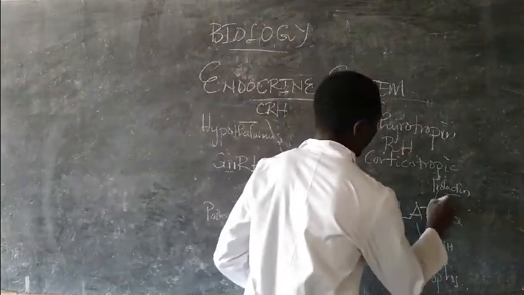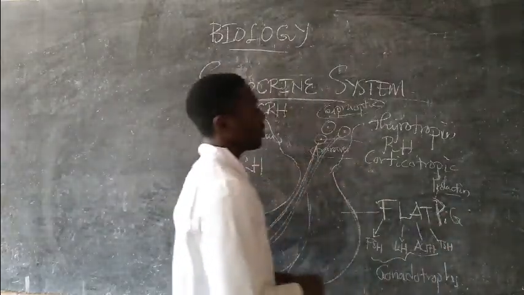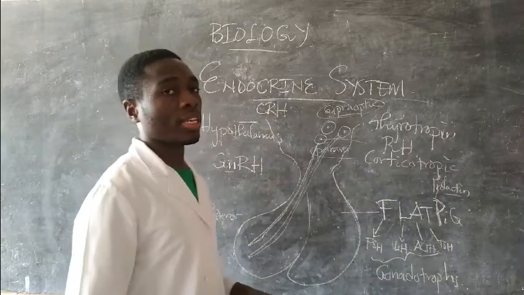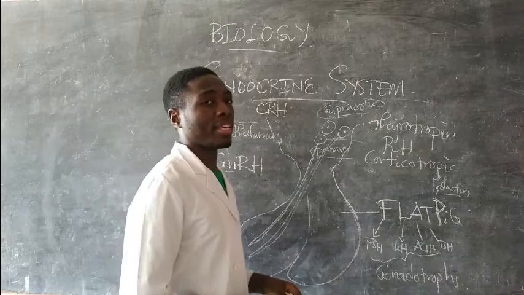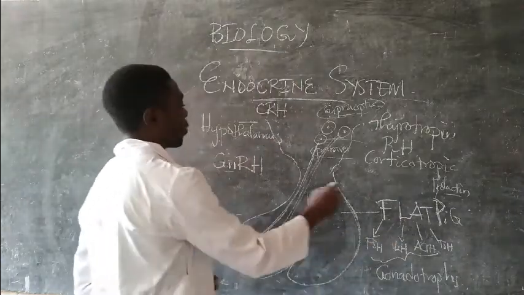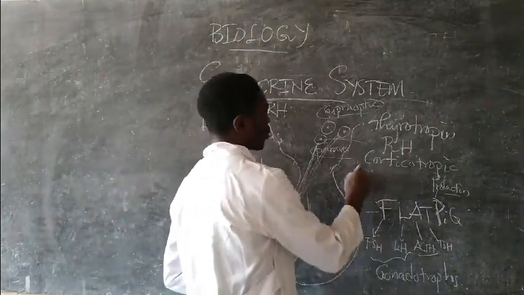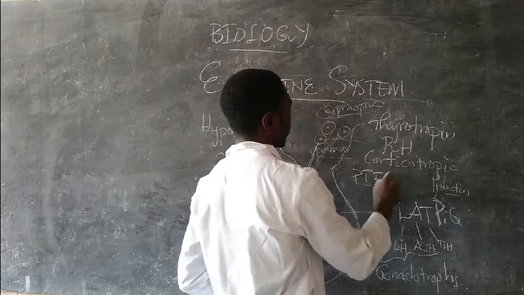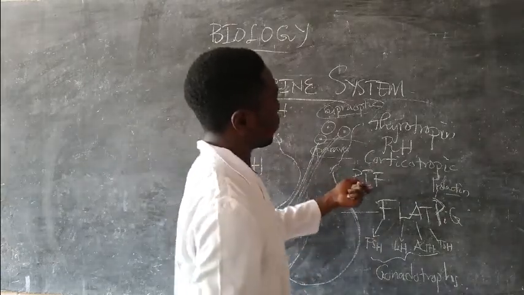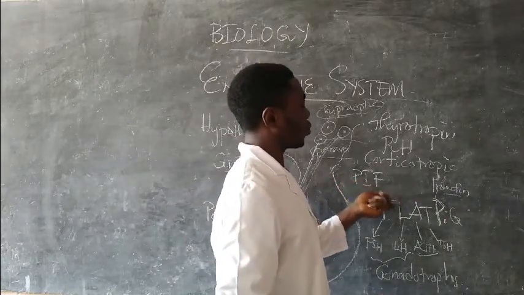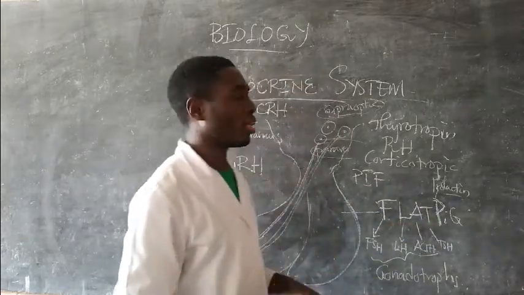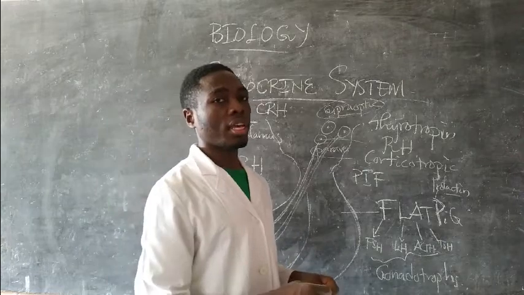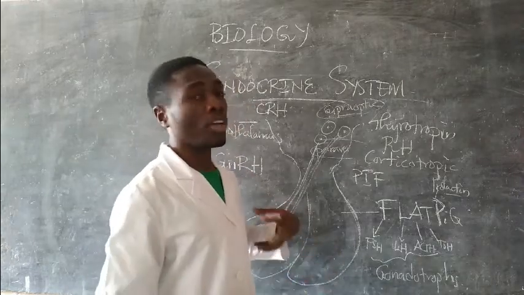Then prolactin is a bit different because it does not have a prolactin releasing hormone. It has a prolactin inhibiting factor, PIF, which tries to inhibit the secretion of prolactin. Remember that prolactin helps in the production of breast milk.